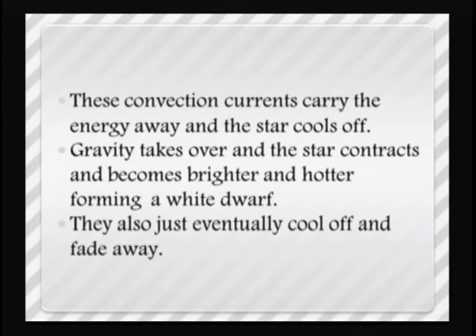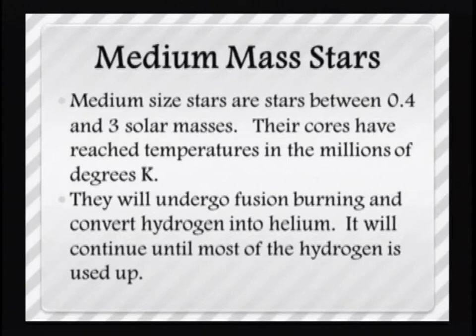Now, medium-sized stars or medium-mass stars, as I showed you on that little table, are stars between about 0.4 and 3 solar masses. So really, these stars are very close to the sun in size. And within the core, they've reached temperatures in the millions of degrees Kelvin. They, unlike the brown dwarfs and the red dwarfs, are going to undergo some additional fusion reactions. And they're going to convert hydrogen into helium.